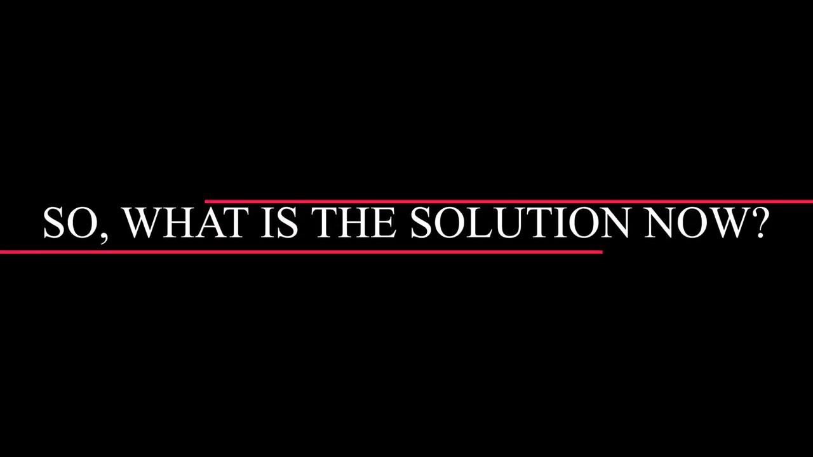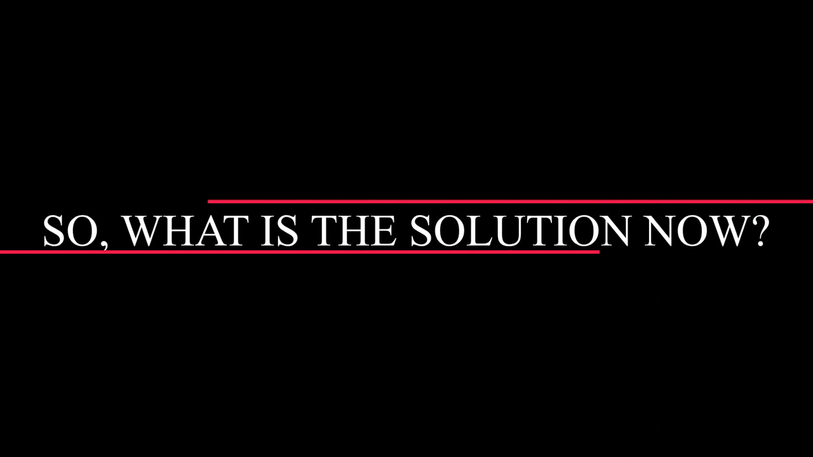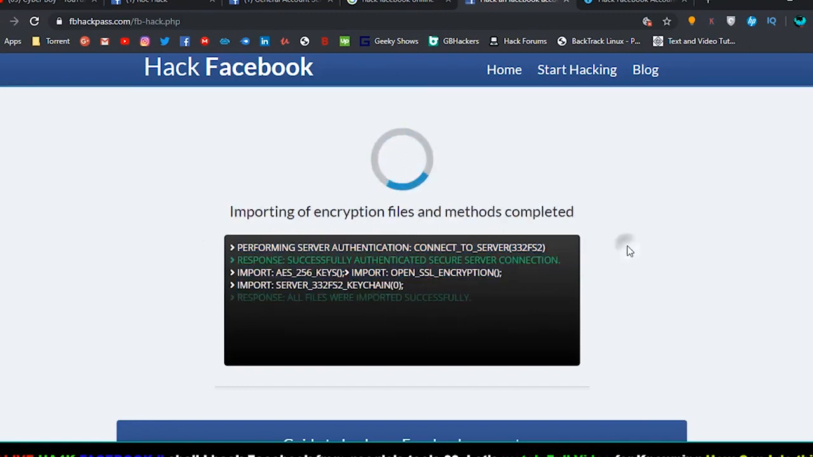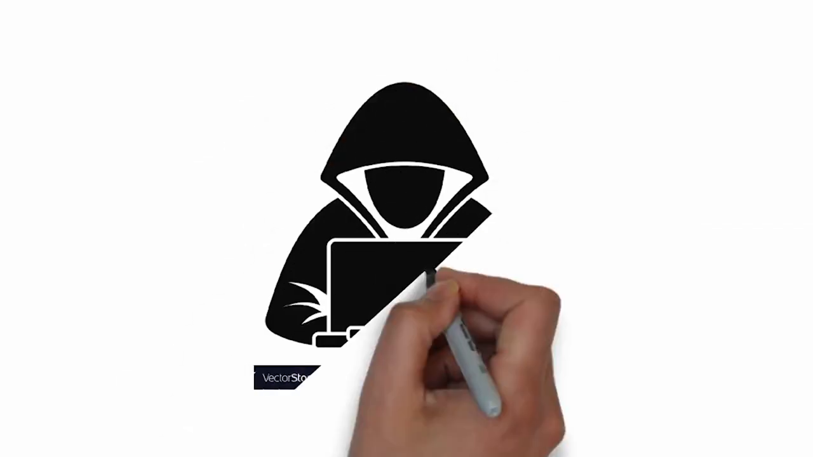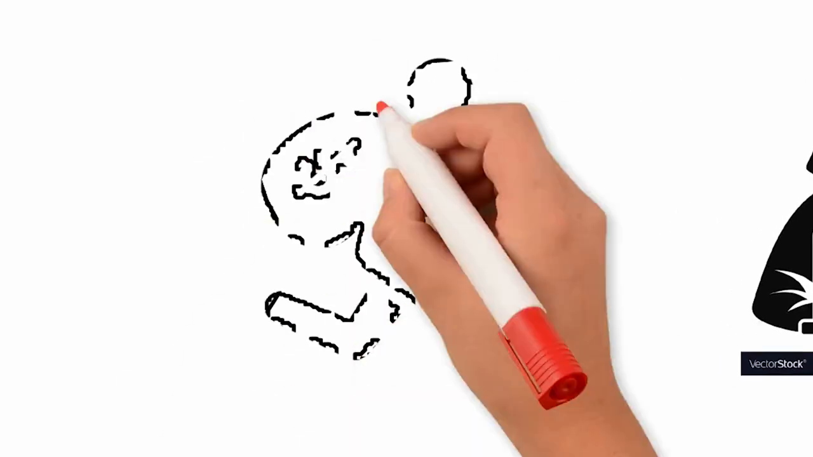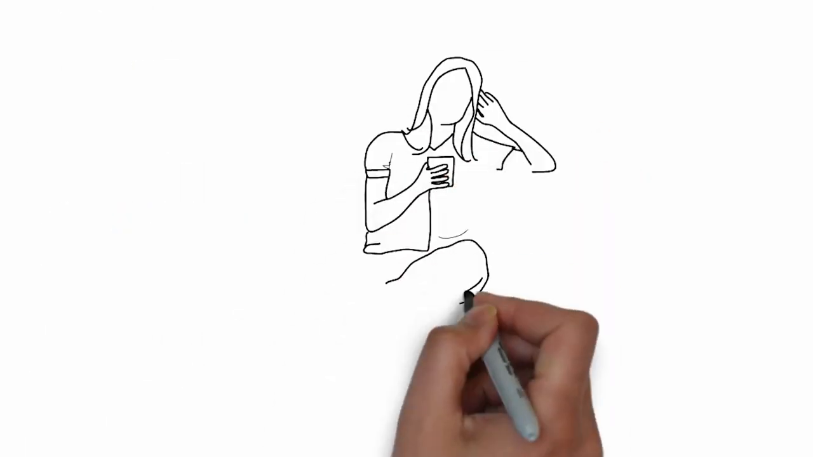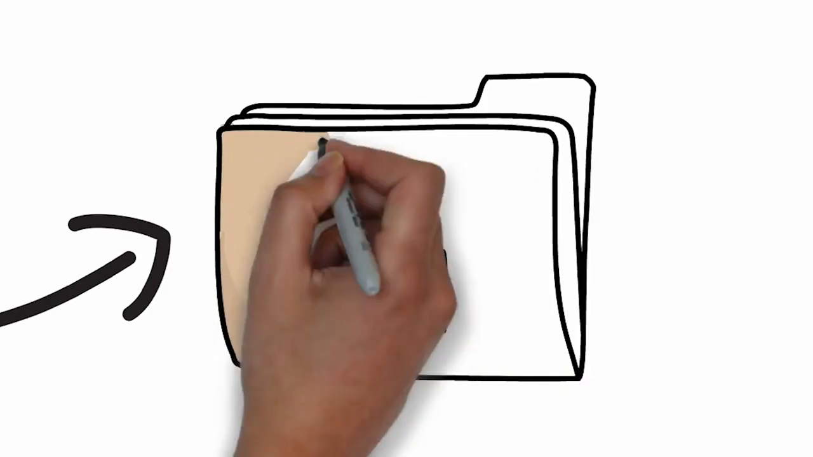So what is the solution now? The solution is stealing a Facebook password. What? Are you kidding me? You just told me about the impossibility of hacking Facebook, and now you tell me about stealing passwords? Don't worry, I will explain. There is a difference between stealing and hacking. Stealing is easy, hacking is not. We have heard many times about friends being hacked, and in fact, their passwords were stolen.